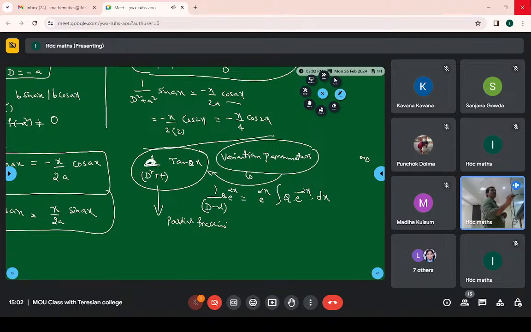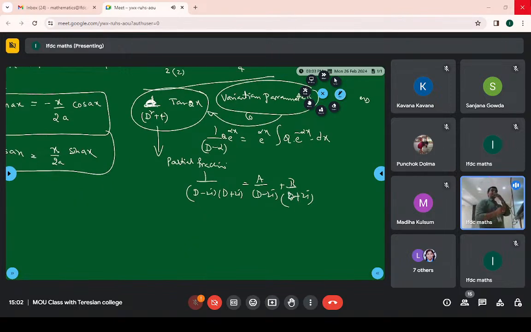From the problem, write this one: 1 by d minus 2i into d plus 2i. So we write a by d minus 2i plus b by d plus 2i. LCM, cross multiplication, we will get a by something, b by something. Then we get the values, for example, 1 by 2i into something: 1 by d minus 2i minus 1 by d plus 2i. I am telling just normally into something; the formula is what? Tan 2x or something is there.